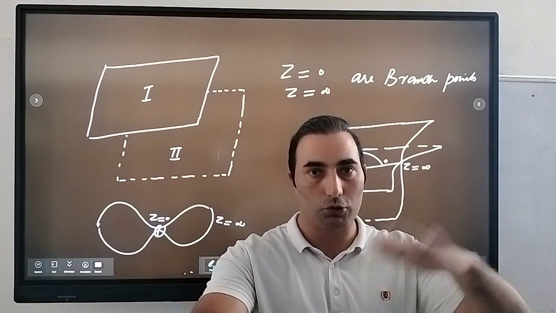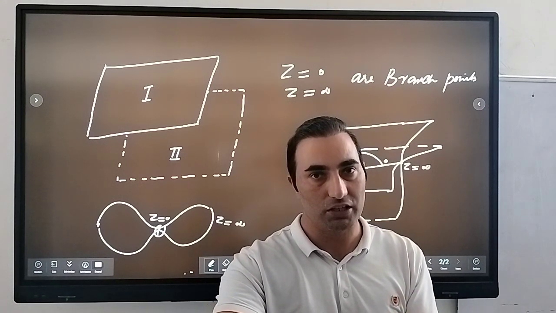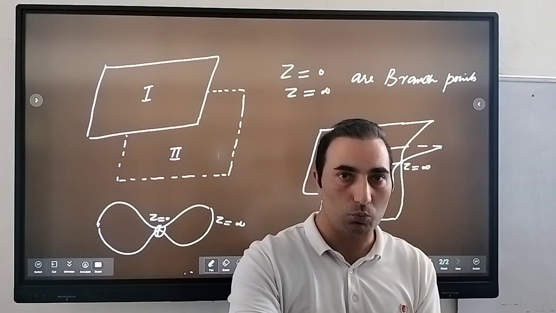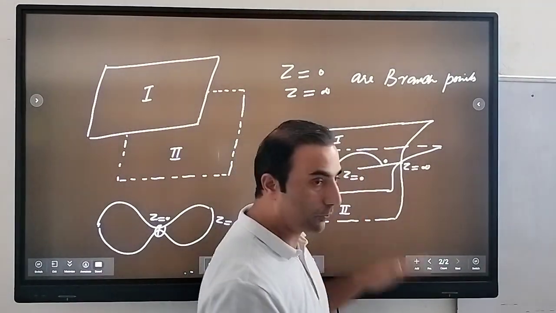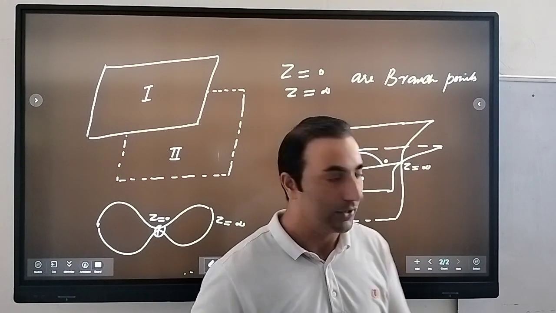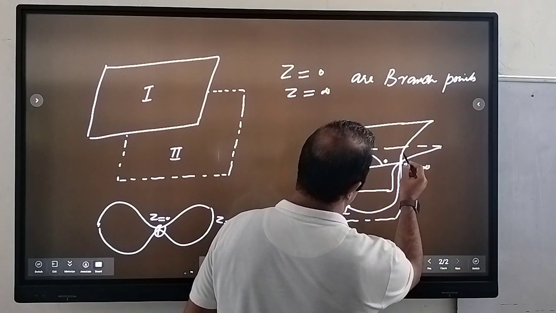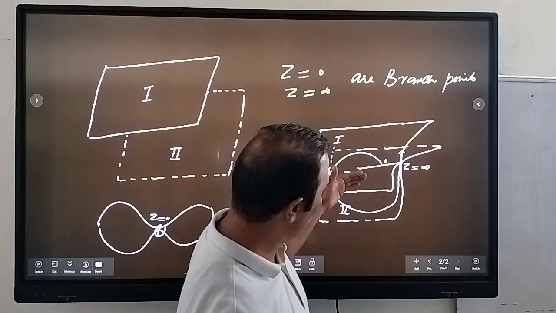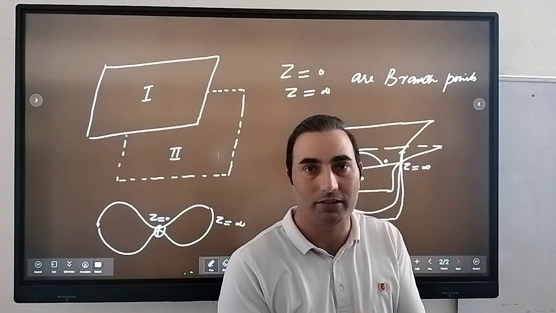When you rotate it from 0 to pi, it lies on the first sheet. Now if you rotate from pi to 2 pi, it descends towards the second sheet, and then it will again come back to our first sheet. So there is a point where these Riemann surfaces touch each other.